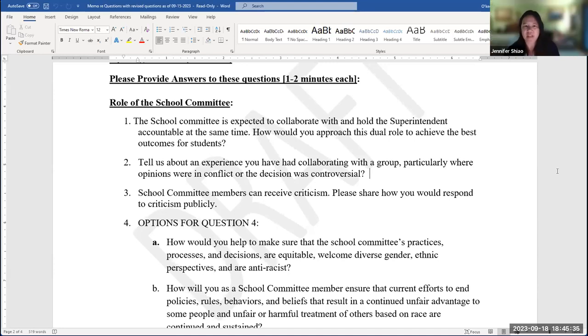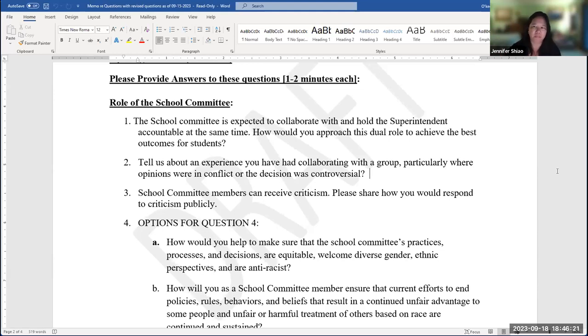So I think this is a rewording of a question I originally submitted. I would be okay with removing publicly, just please share how you would respond to criticism, or please share how you respond to criticism. I think the question is pretty clear that it says school committee members, and then please share how you would respond. I think the question is pretty clear. It doesn't refer to the committee. I'm going to be completely frank and say that the reason I suggested a question like this is because I want to hear from people who, when they're criticized, they don't quit. That's what I was looking for. That's the answer, or that's the category of answer that I'm looking for.